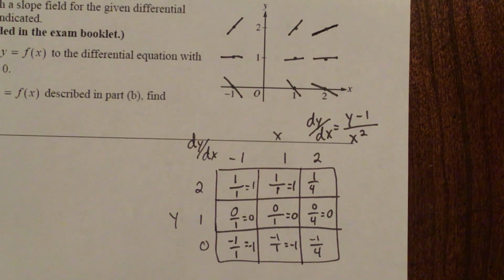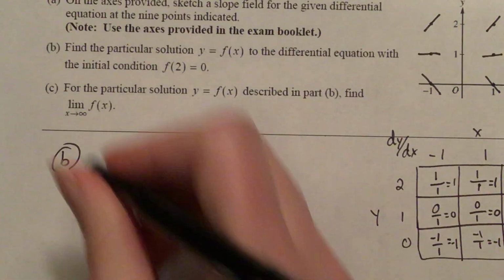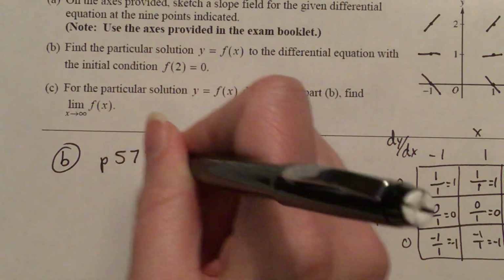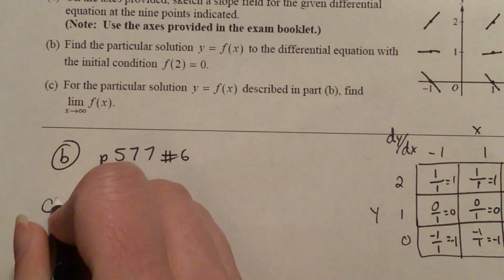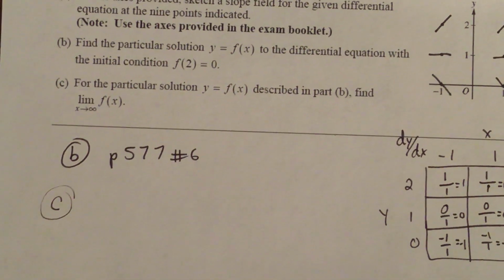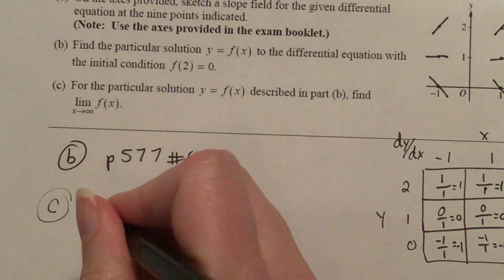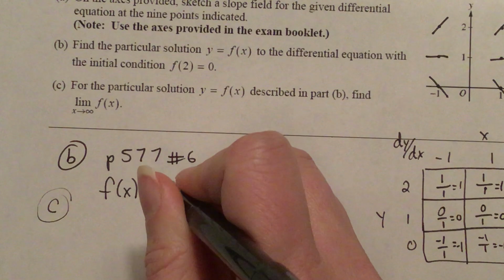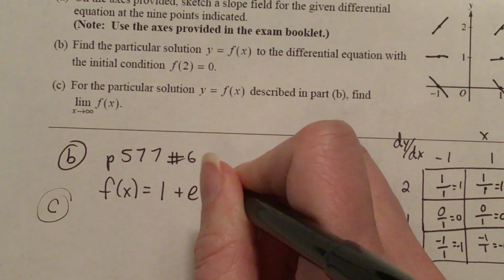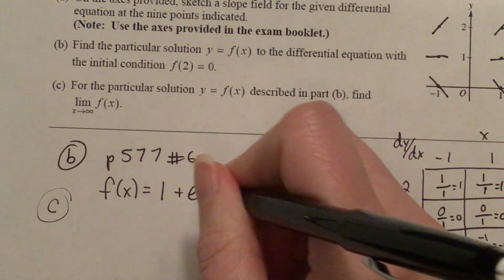Part B, find the particular solution. So that was part A. Part B is problem number 6 from page 577. And then C says, for the particular solution described in part B, find the limit of f of x. So I'm going to go ahead and grab that function that we had, which was f of x equals 1 plus e to the negative 1 over x plus 1/2. And all that was in an exponent.